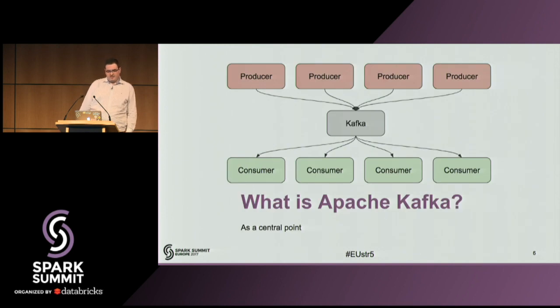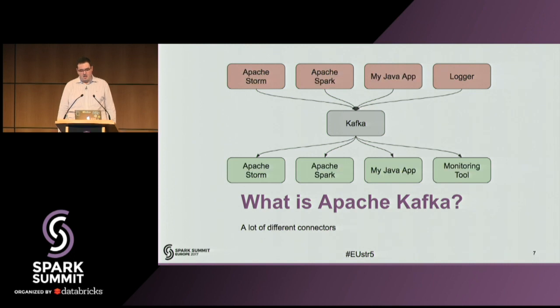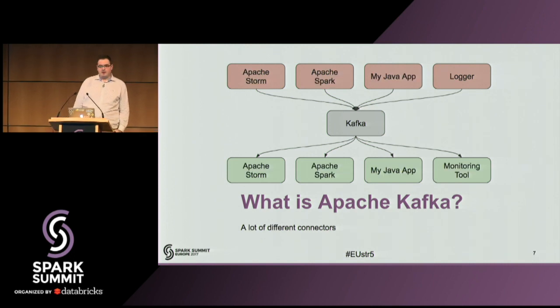We can consider Apache Kafka as a central point in our architecture, where applications can send messages to it, and later on, those can be processed by other applications to do something. There are a lot of different connectors already provided by the open source community for all kinds of streaming technologies and frameworks. So usually, it's easy and fast to integrate your own applications with Kafka.